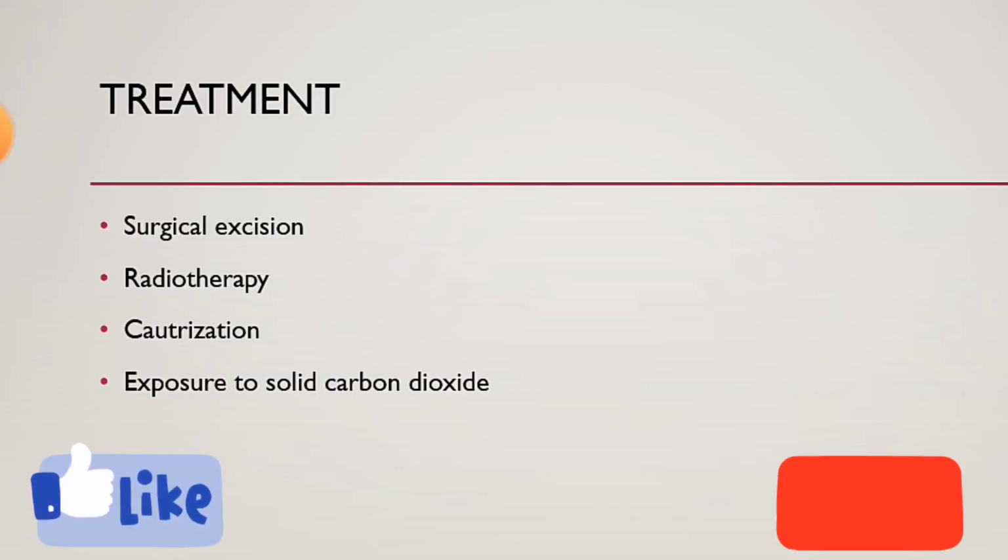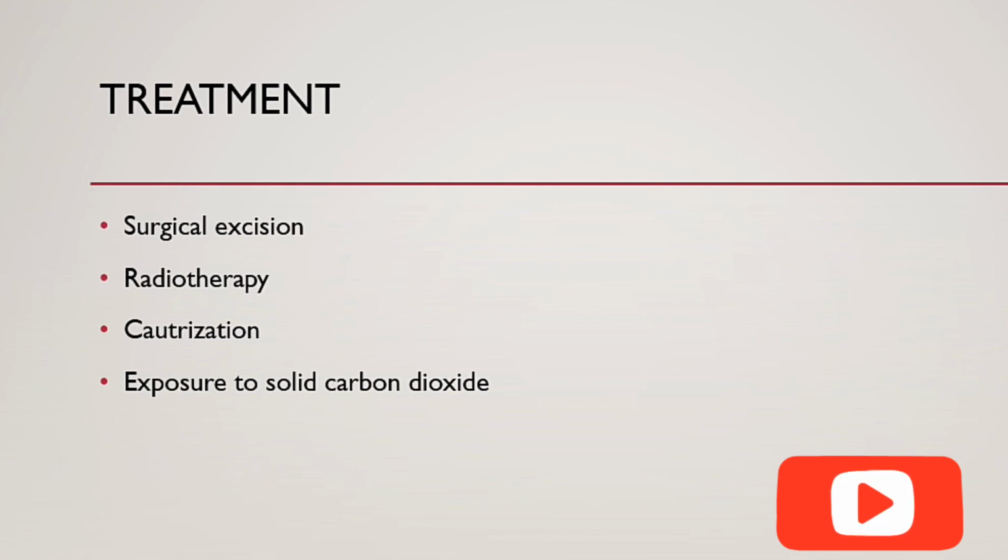The treatment of carcinoma in situ is mostly done by surgical excision, as carcinoma in situ can turn into any type of cancer. So most commonly they are treated by surgical excision, where the whole area is excised. It could also be treated with radiotherapy, and also cauterization, where electrocautery is used to treat the carcinoma in situ. Or it can also be exposed to solid carbon dioxide, where the carcinoma in situ is frozen using carbon dioxide, and it is excised.